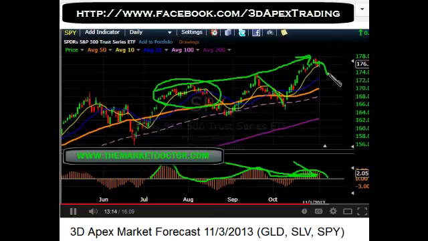We might get a pullback down a little bit to these areas of support around 173, 174. But I really think that the trade to the short side is going to be on one last exhaustion. So if we get one more push to the upside that immediately fails, that would be a great trade and something that I'd be interested in participating in.